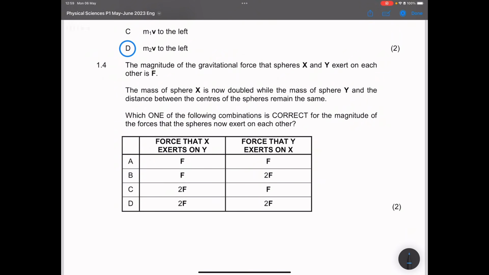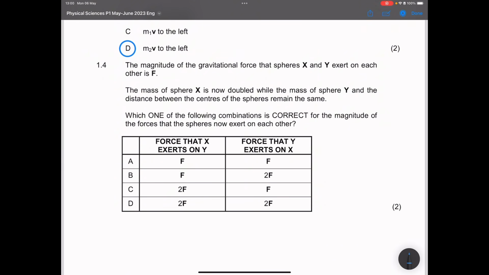All right, let's go to the next one. They say the magnitude of the gravitational force that spheres X and Y exert on each other is F. Now they say to us the mass of sphere X is now doubled.